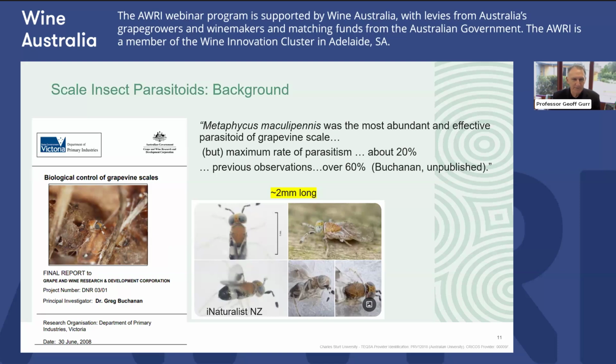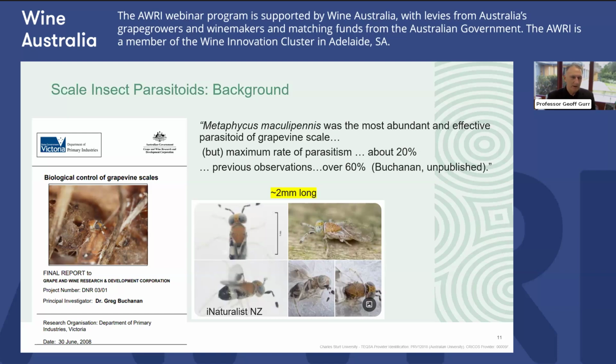These have been the subject of much deeper dive projects than the one I'm reporting on today, most notably by Greg Buchanan. And in the work that he's previously conducted and reported, it was found that a particular parasitoid called Metaphycus was the most abundant and effective parasitoid of grapevine scale. But having said that, the maximum rate of parasitism observed in Buchanan's study was only 20%, although he did refer to previous observations of over 60%.